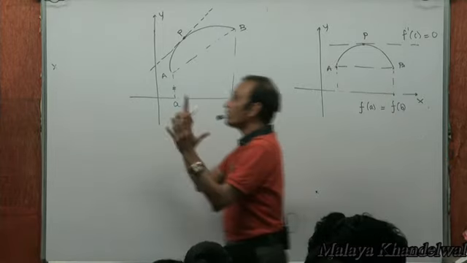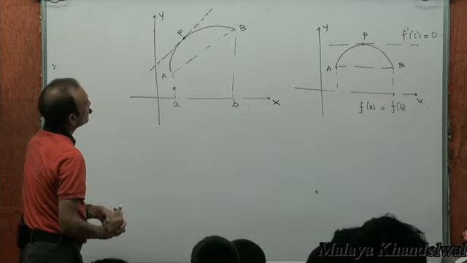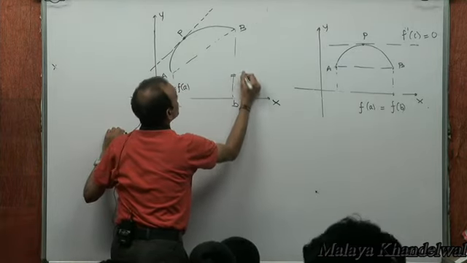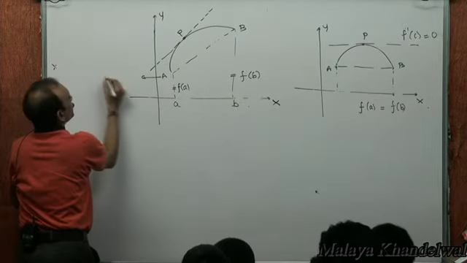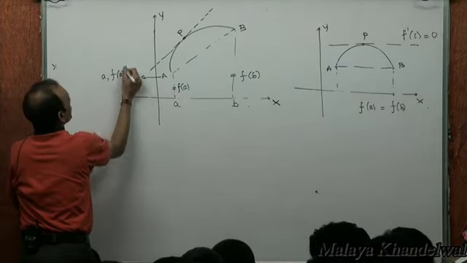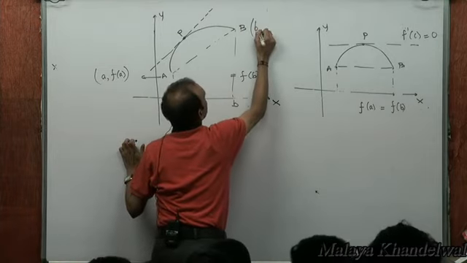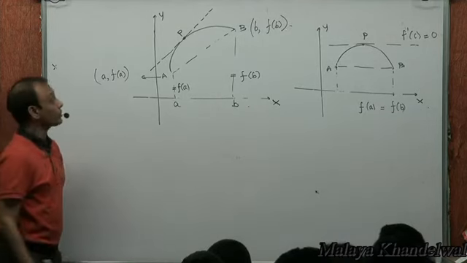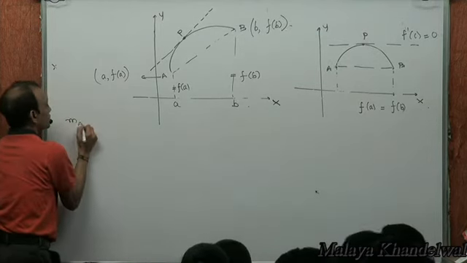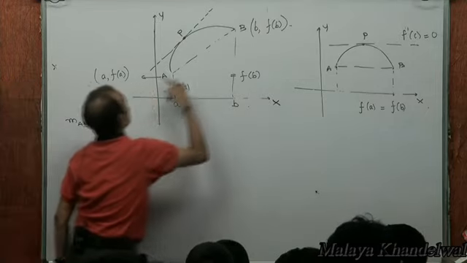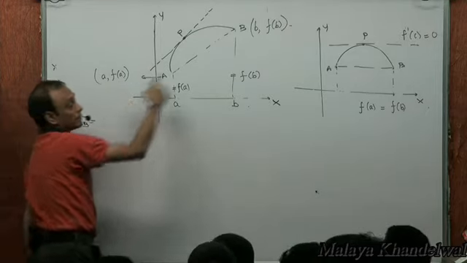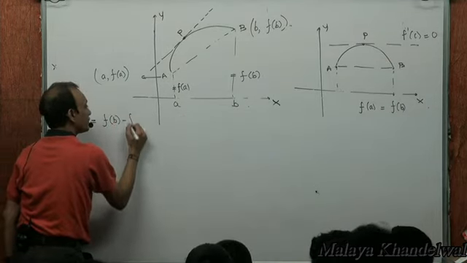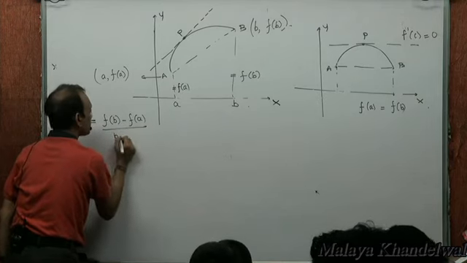That means this time, f(A) and f(B) are not equal. The point A has coordinates (A, f(A)). The point B has coordinates (B, f(B)). Right? What's the slope of AB? Slope of AB is (y2 minus y1) by (x2 minus x1), right? So which is like f(B) minus f(A), by B minus A.